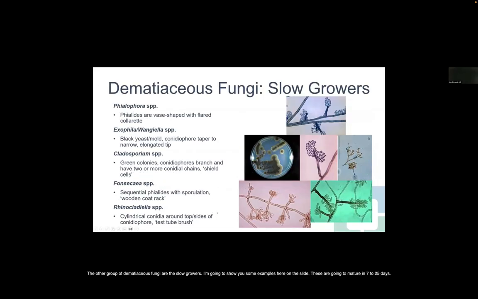The other group of dematiaceous fungi are the slow growers. I show you some examples here on the slide. These are going to mature in 7 to 25 days. I'll show you here, this is Phialophora. We have our phialides here, which are vase-shaped, and they go into a flared collarette where all the conidia are arranged around. Exophiala is a black yeast that matures into a mold over time. The annellide tapers to a narrow point, and then the conidia cluster around that.